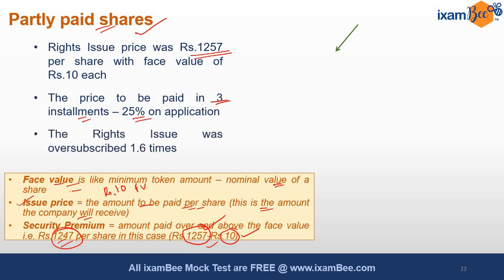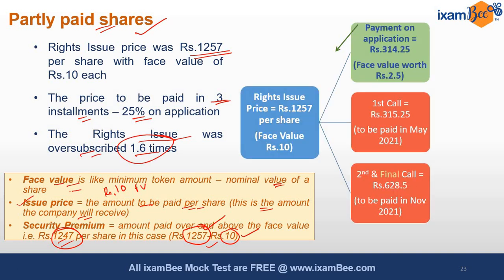First installment is 25% on application, and this issue was oversubscribed 1.6 times. We discussed that last time. Now, understanding this: 1257 is to be paid in 3 parts. So the first part is 25% of this. At the time of application you have to pay 314 rupees. Because you are paying only 25% here, the face value is also considered 2.5 rupees, 25% of rupees 10, the face value of the full share.